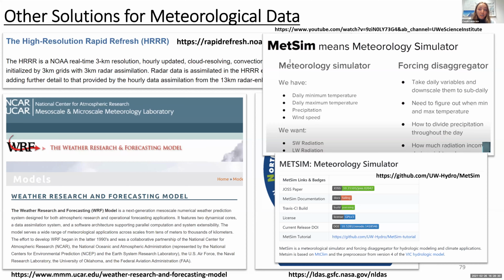This is like our ideal versus our reality world. And you can use these things to actually calculate what we want, which is your shortwave radiation, your longwave radiation. So these types of solutions are out there and they're available. And I think they're pretty commonly used in modeling to kind of fill that gap that we previously talked about.